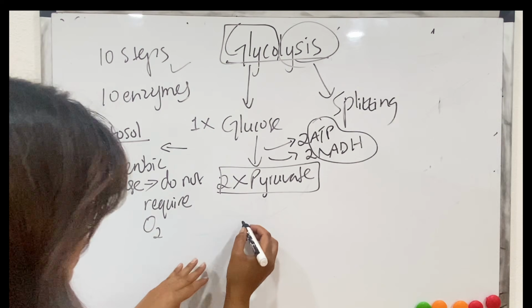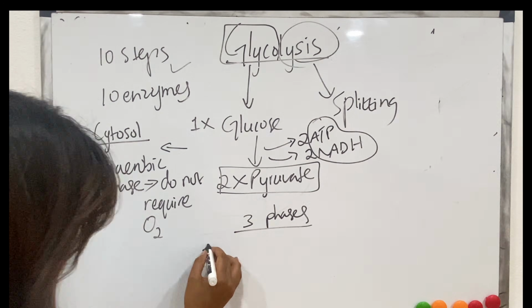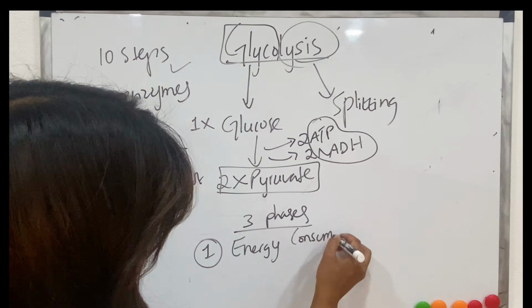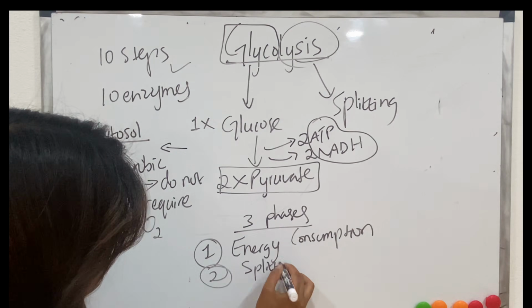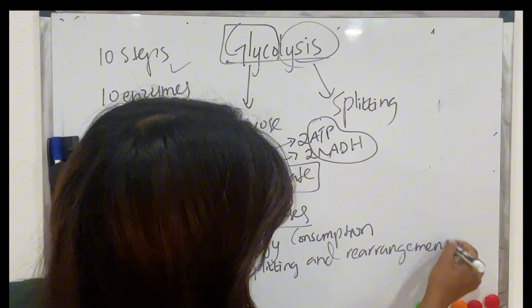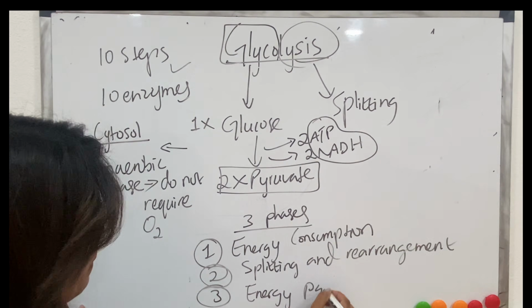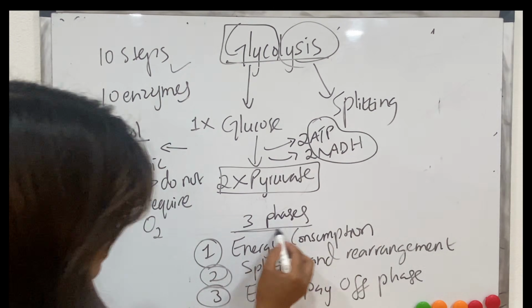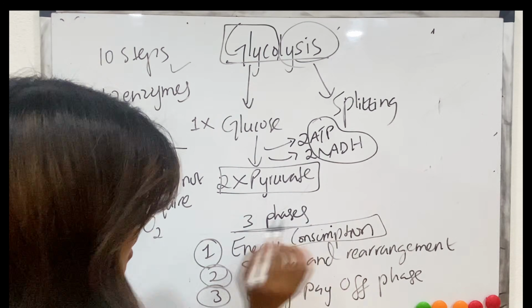And it consists of 3 phases, and you have to be thorough with the 3 phases of glycolysis. Number 1, it is known as the energy consumption phase, which means there is a consumption of ATP. And the second phase is the splitting and rearrangement phase. And the third is known as the energy payoff phase, meaning there is generation of ATP. So you have to be thorough with these 3 phases. So now let's get into the detail of each phase.